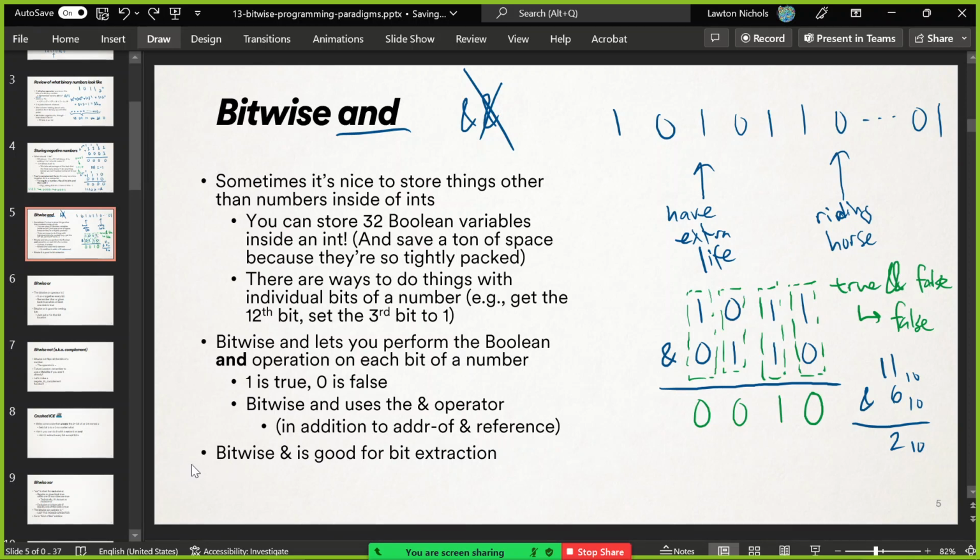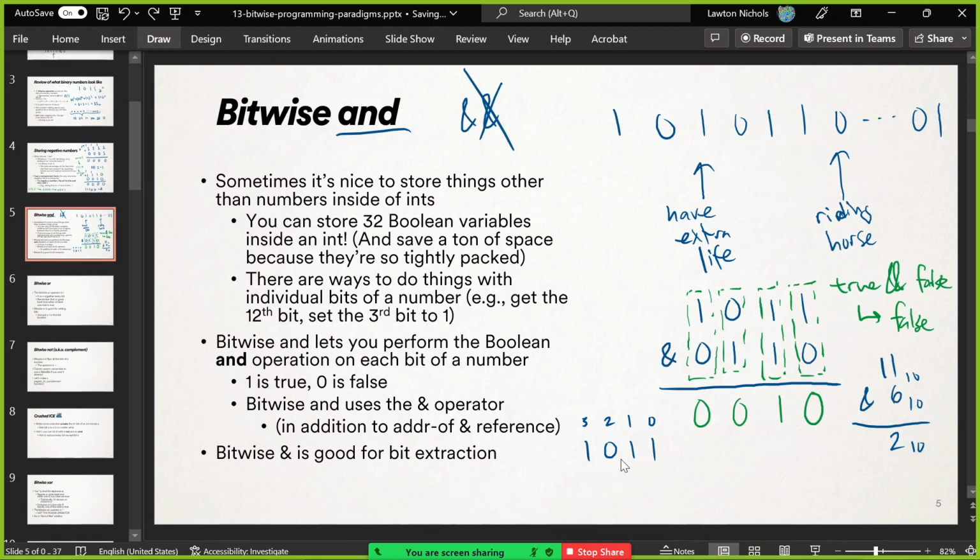Bitwise AND is good for extracting bits. Like, I want to know, hey, is bit 3 set? You can use AND for that. Let me show you how. Let's pretend that this is the number that I want to know if its third bit is set. Bit numbering, by the way, starts with the rightmost bit. This one is bit 0. This is bit 1. This is bit 2. This is bit 3, and it goes onwards until bit 31 if you're in an int.